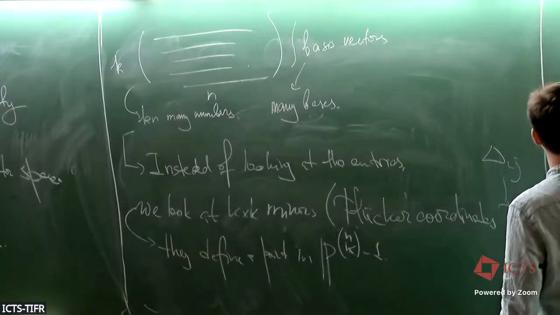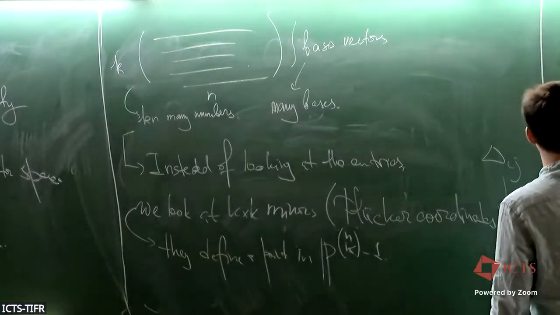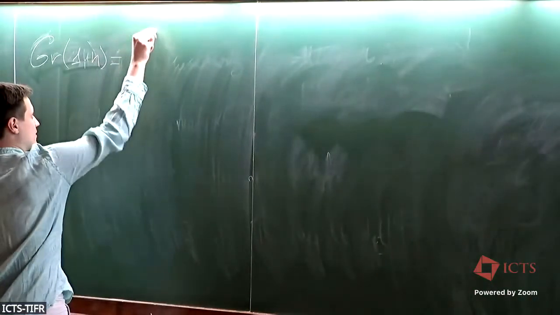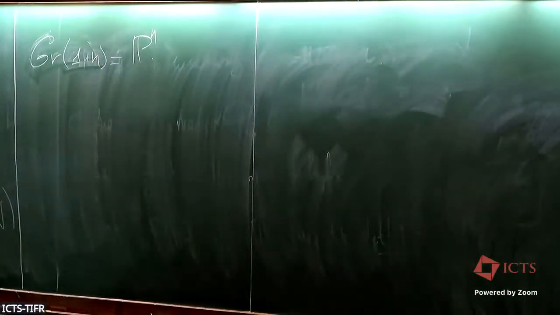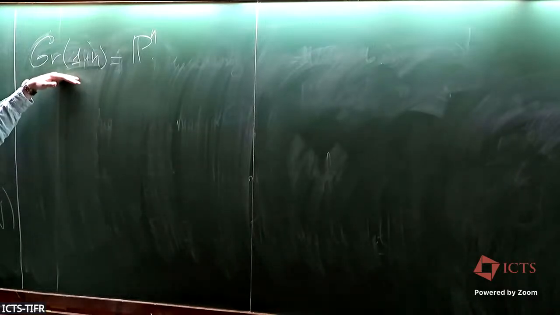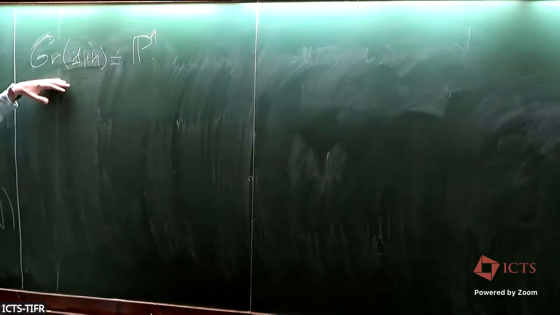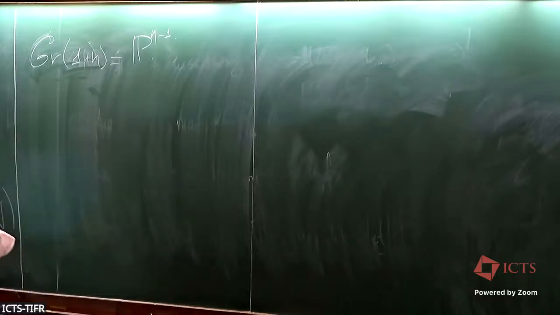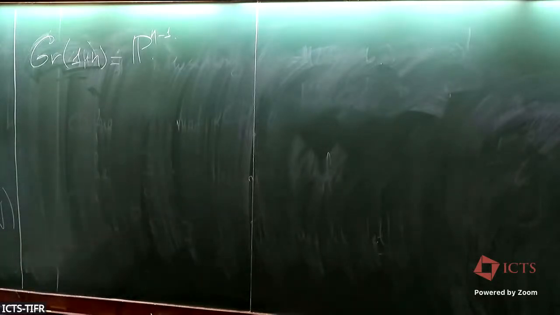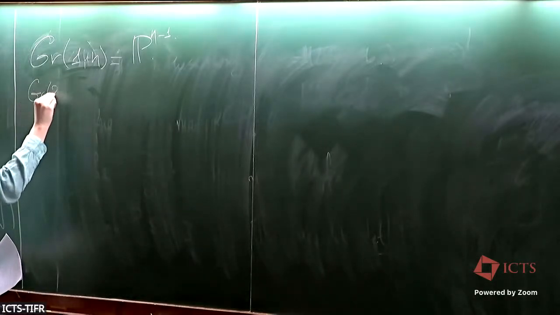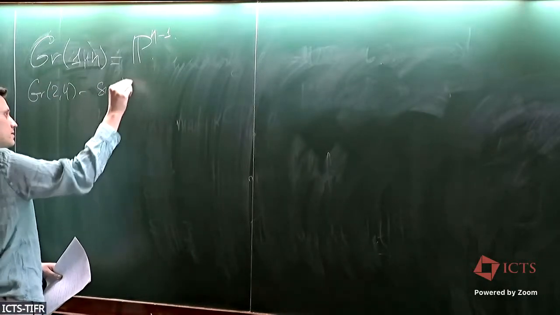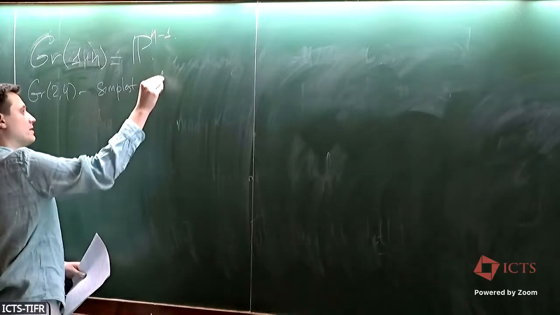So first of all, it's very important to understand that GR1n is just the projective space, right? It's the geometric definition of the projective space. It's the space of lines through the origin. It's a space of one-dimensional linear subspaces of an n-dimensional space. So GR1n is just P^(n-1). And then GR24 is kind of the simplest nonlinear case.